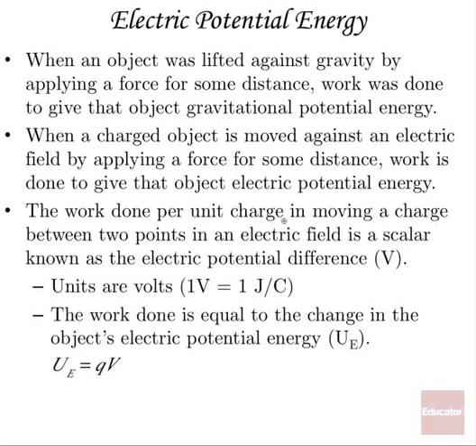Now the work done per unit charge in moving that charge through that electric field is a scalar, and that's known as the electric potential, or electric potential difference if you're talking about the potential between two different areas. The units are volts, which is equal to a joule per coulomb, and the work done is equal to the change in the object's electric potential energy. So electric potential energy is charge times electric potential difference.